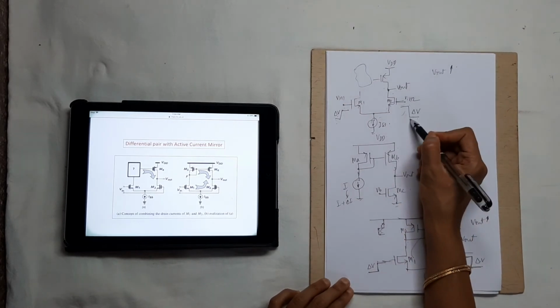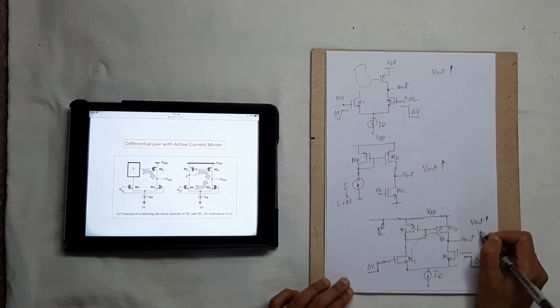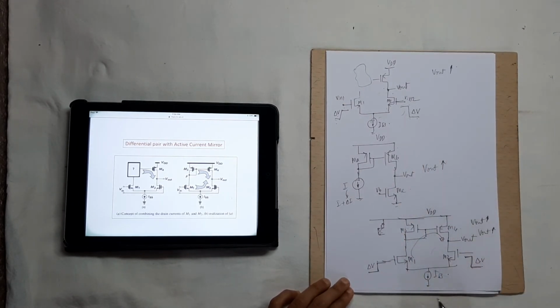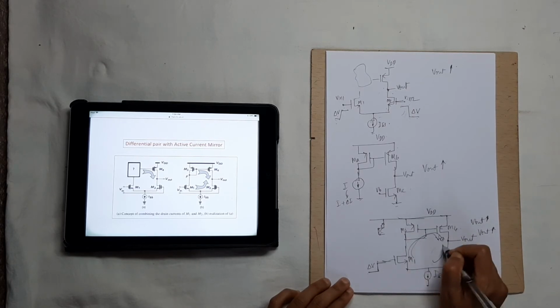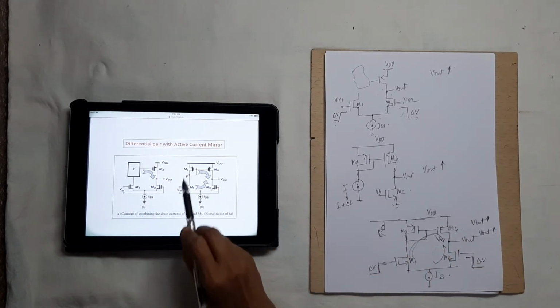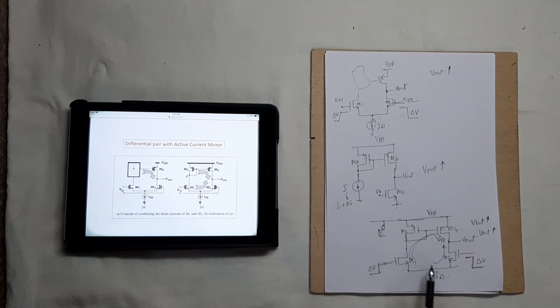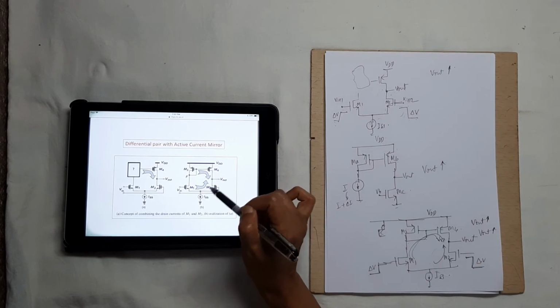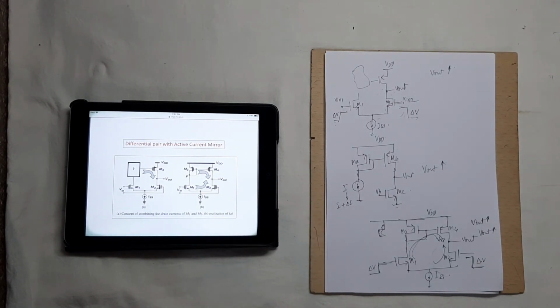So what happens for this circuit? Again the output voltage increases. Whether you go this way or you go this way, both ways the output is increasing, and both the output voltages are cooperating to give the larger output voltage at this particular point. So the same thing is here. The same circuit explanation I have given. So whether you go this way or this way, the output voltage increases.